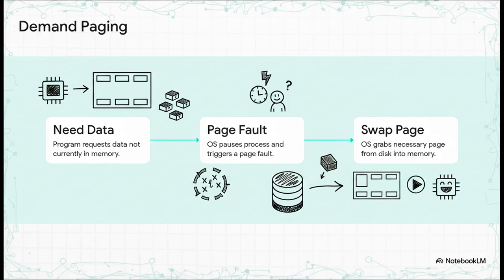When the program suddenly needs a piece of data that isn't in memory yet, it triggers what's known as a page fault. The OS quickly pauses the process, goes to your hard drive or SSD, grabs the necessary page, swaps it into an empty frame, and then just resumes the program. And the crazy part, all of this happens completely invisibly on the fly.